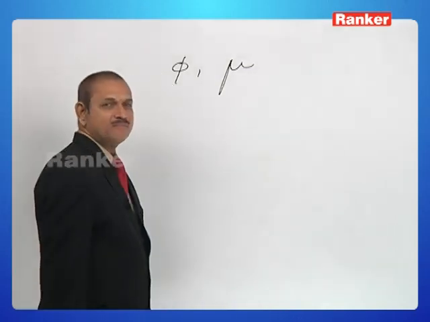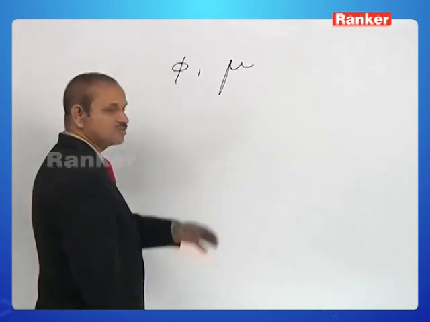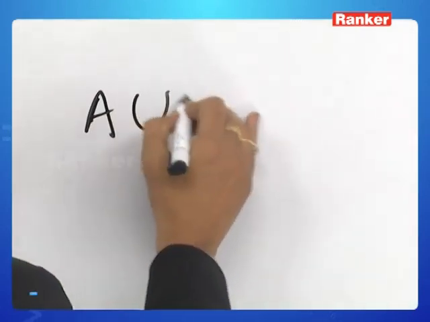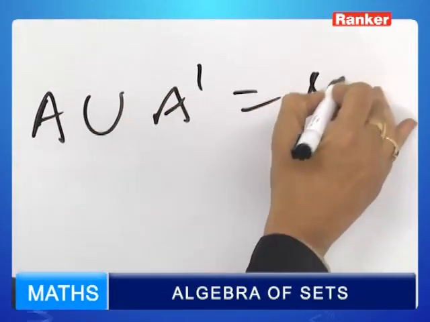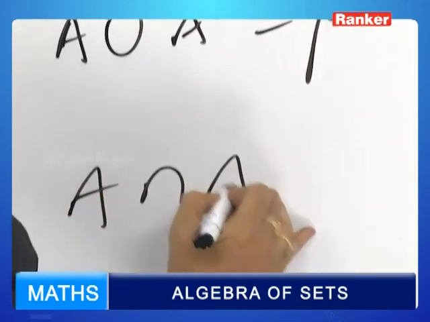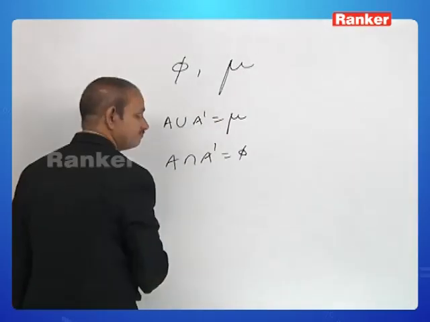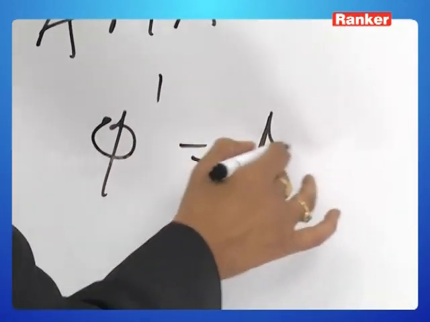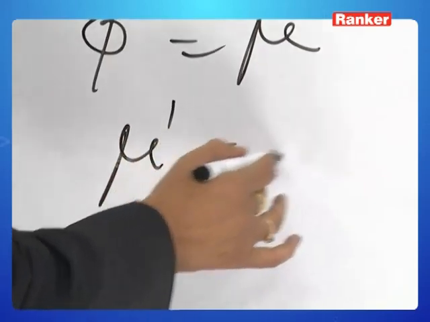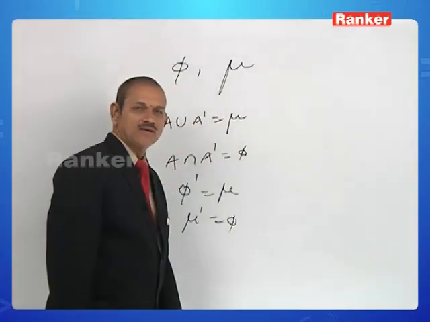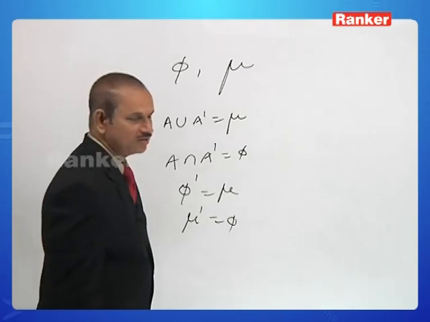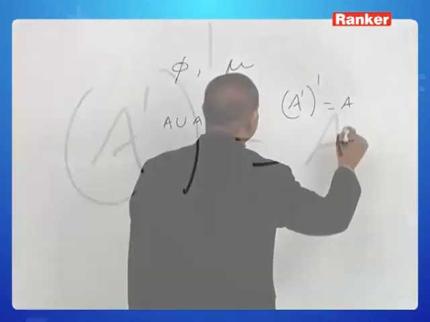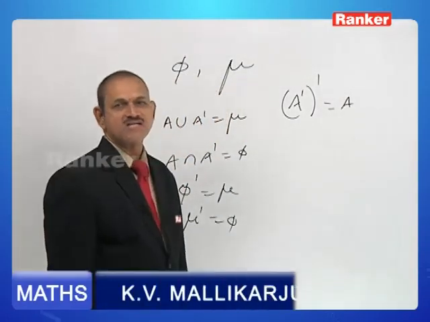There are certain properties involving these two with complements also. What is that? A union A dash is mu. A intersection A dash is phi. Phi dash is mu. Mu dash is phi. These can be called properties of universal bounds. And not only that, A dash whole dash is A again.